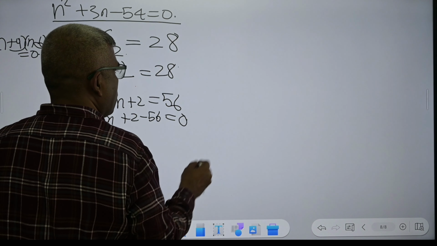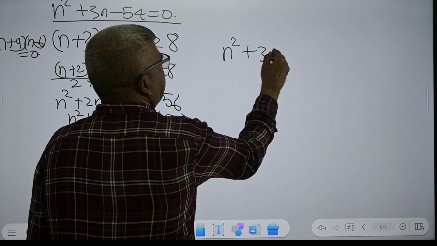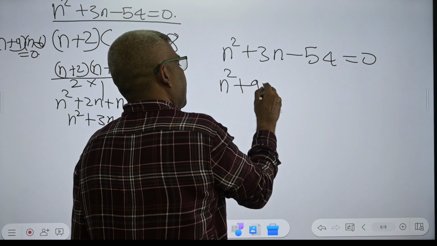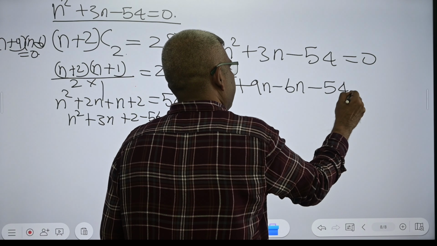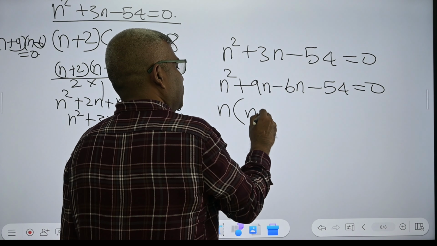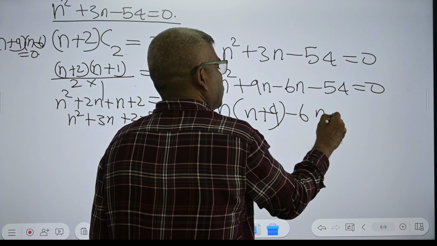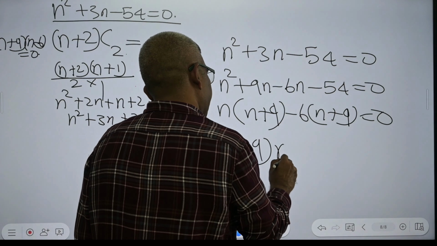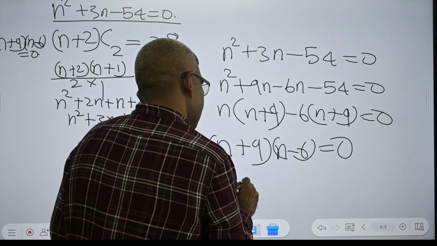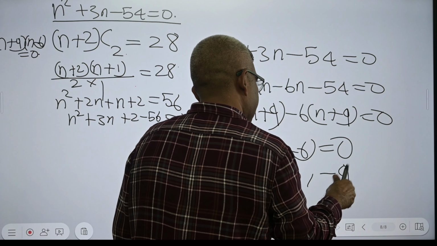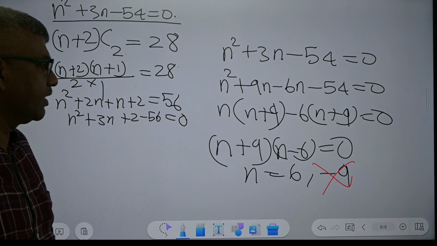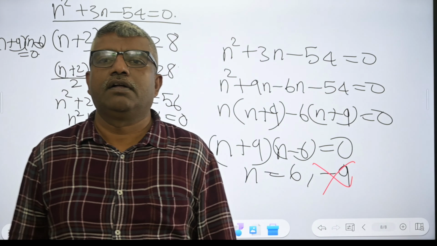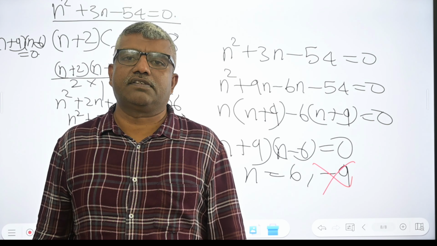N squared plus 3n minus 54 equal to 0 means n squared plus 9n minus 6n minus 54 equal to 0. N out, n plus 9; minus 6 out, n plus 9, equal to 0. (n plus 9)(n minus 6) equal to 0. N equal to 6 or minus 9. Minus 9 is not possible. So n is equal to 6. Got it? N is equal to 6.